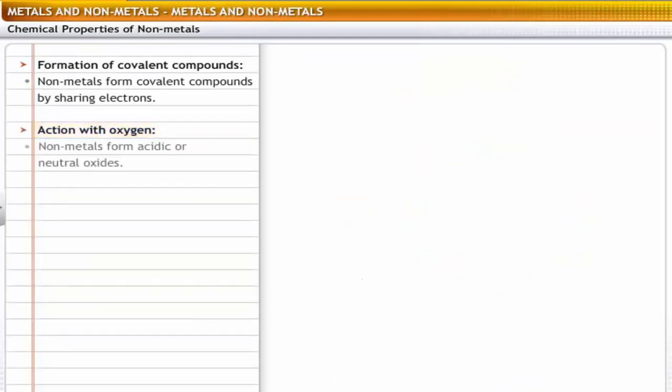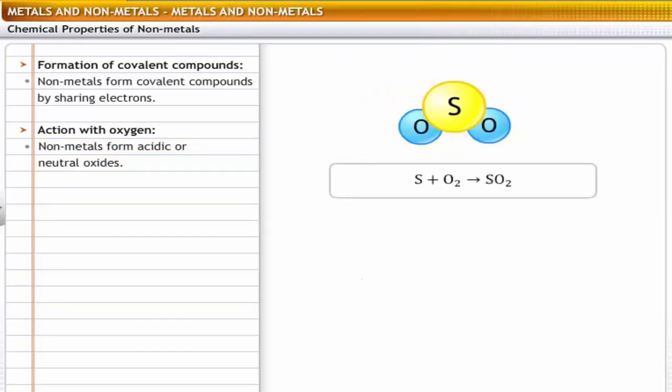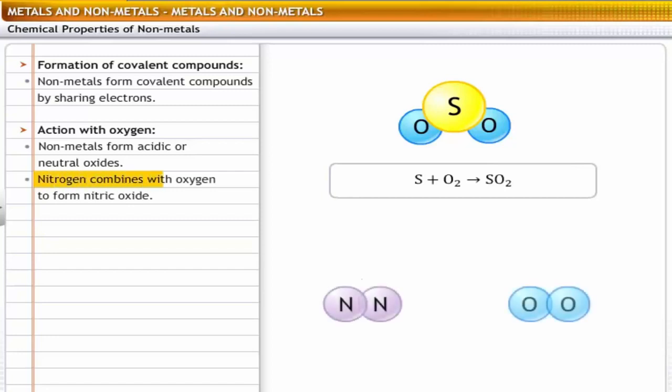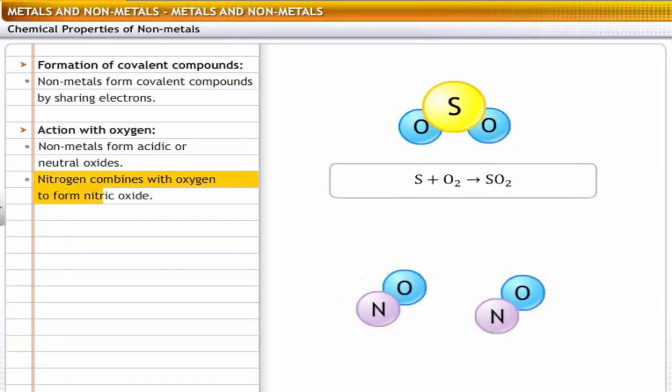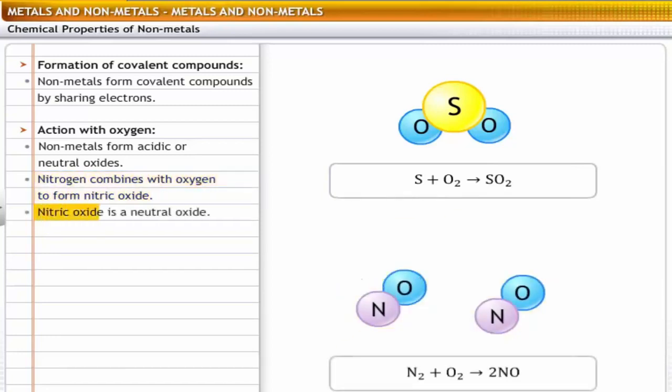Action with oxygen. Non-metals form acidic or neutral oxides. For example, sulfur reacts with oxygen to form sulfur dioxide, which is acidic. Nitrogen combines with oxygen to form nitric oxide. This nitric oxide is neutral in nature.